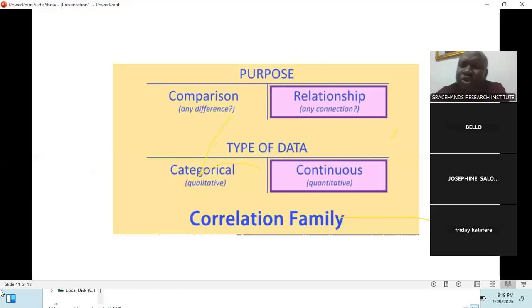A lot of people want to use regression analysis or correlation analysis. We are looking at religion, educational level to do correlation or regression. It does not work, because those two variables are not continuous, they are categorical. You don't use categorical data for correlation or regression.